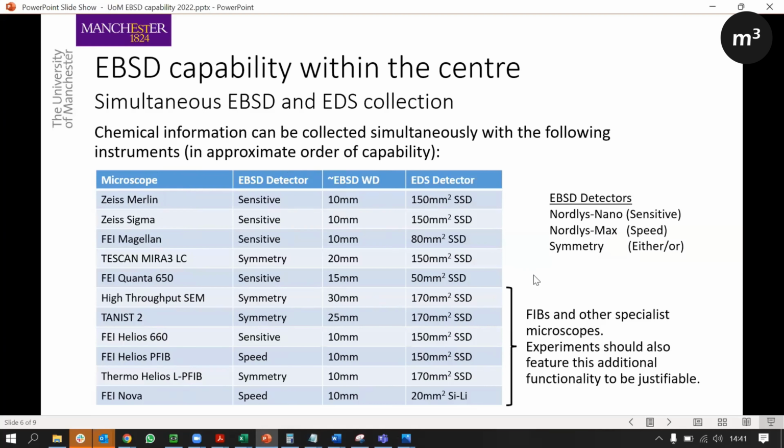to other things. They were bought as FIBs for serial sectioning. So if you're wanting to do simultaneous EBSD and EDS, you'll have to justify these. And down here, we've got the detectors that they're paired with. So sensitive is the Nautilus nanos, and the speeds would be the maxes for the large area.